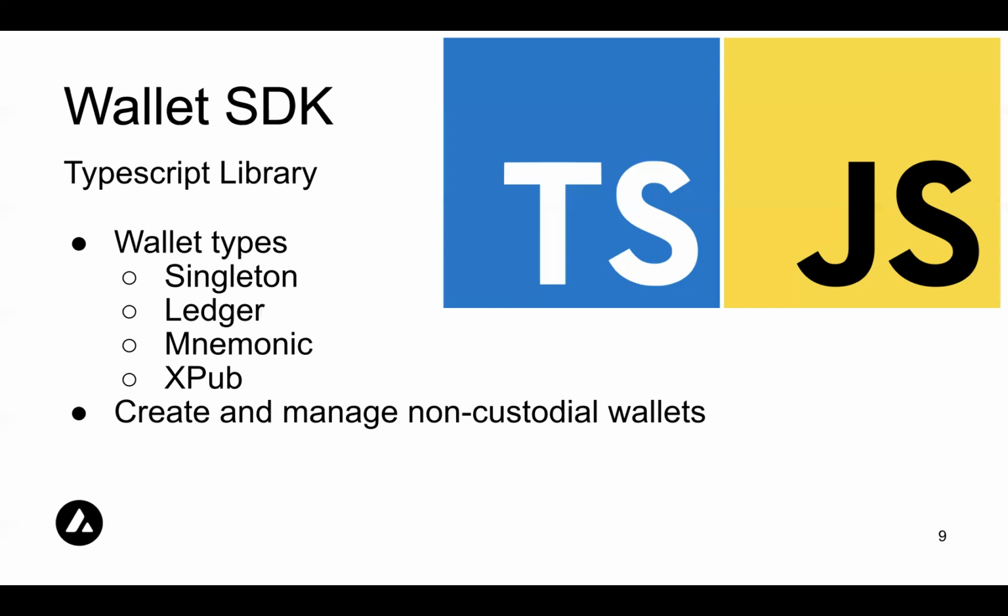There are singleton wallets, so this is like a single SecP256K1 curve ECDSA key pair. There are ledger wallets, so you can connect the WalletSDK with the Ledger hardware wallet, incredibly useful. You can do mnemonics and HD wallets. So as I mentioned, going from a human readable string representing entropy to deterministically deriving a tree structure of key pairs. You can do extended wallets.